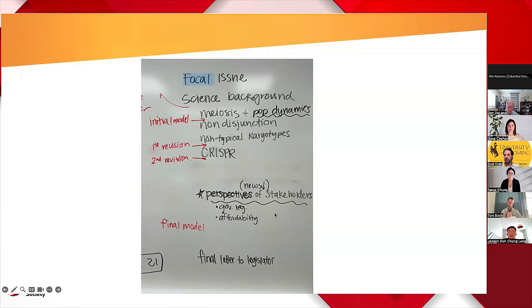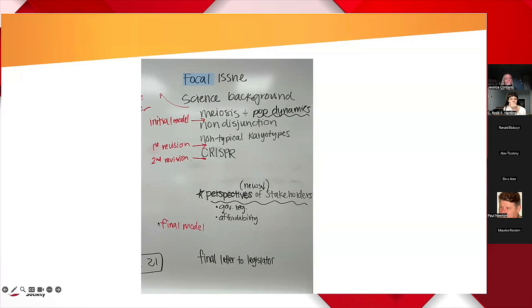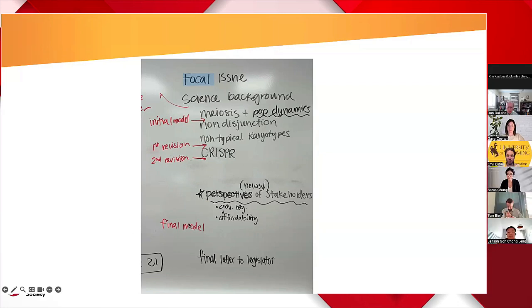And finally, they will consider all the social and ethical aspects and revise their final model.